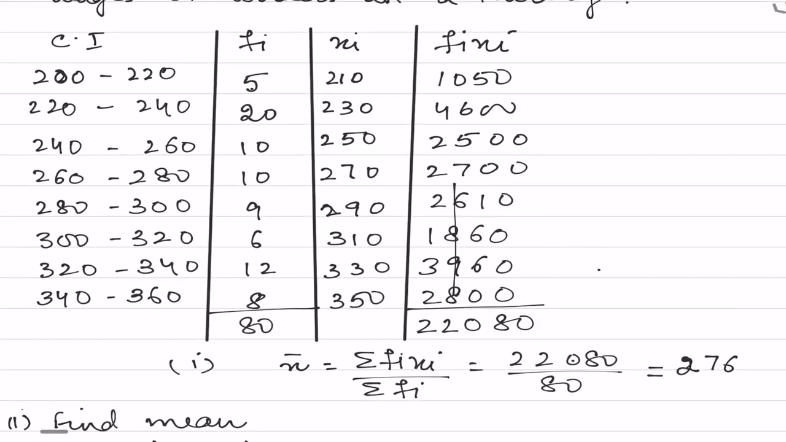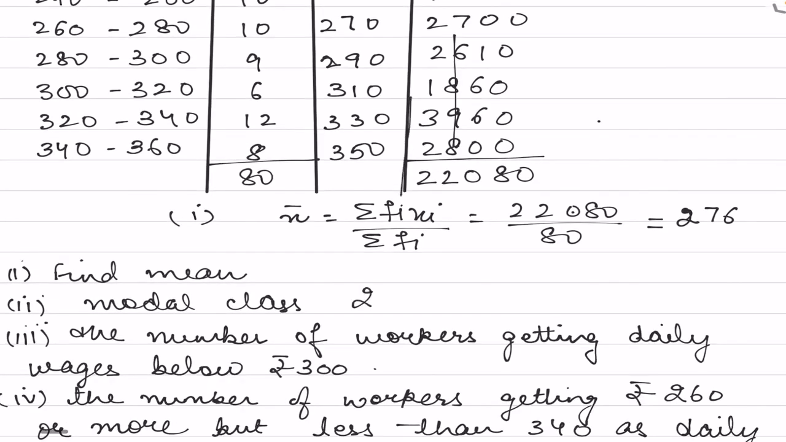Our highest frequency is 20. So which one is our modal class? This one, 220 to 240. So the modal class is 220 to 240, where the highest frequency exists. Now the next is the third part, the number of workers getting daily wages below 300.